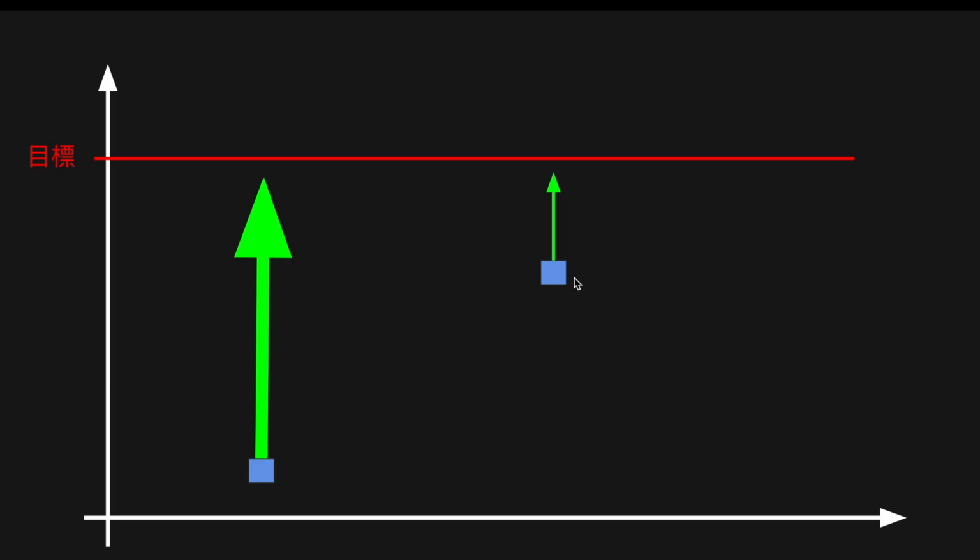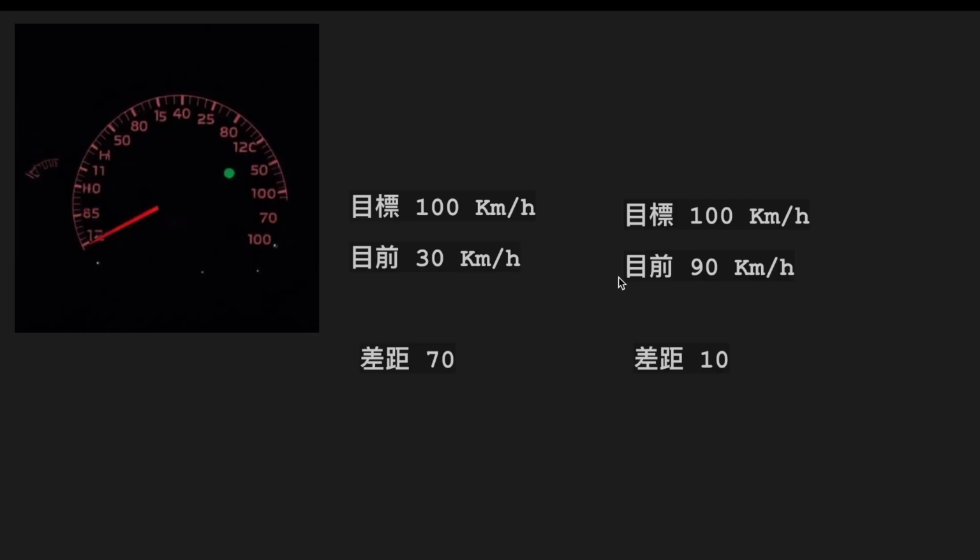For example, our target is 100, and we're currently at 30. How far are we from the target? That's 70. Where does 70 come from? It's 100 minus 30, right? And if our target is 100, and we're already at 90, how far from the target? Just 10. When we talk about how much distance is left, it's simply subtraction. A simple subtraction gives us the gap.